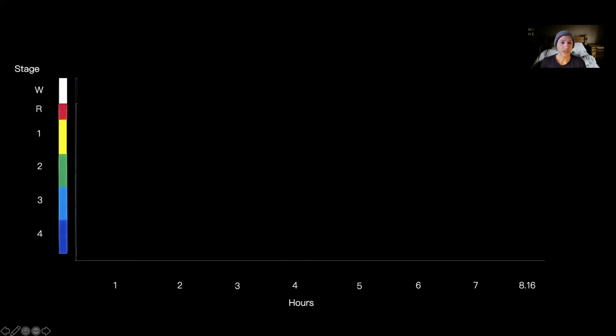So here's a graph that we usually take clients through to understand about the different stages of sleep. So you can see down on the x-axis there, we've got the hours across the night. And then on the y-axis, we've got the level of sleep, so going from light sleep to deep sleep.